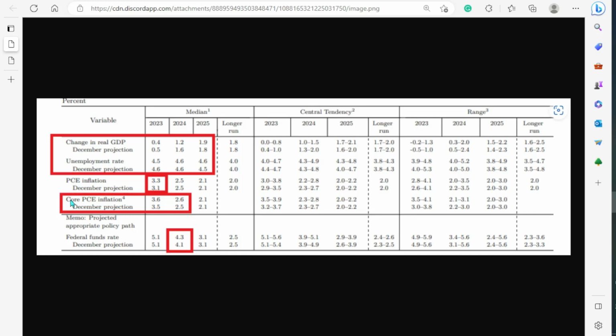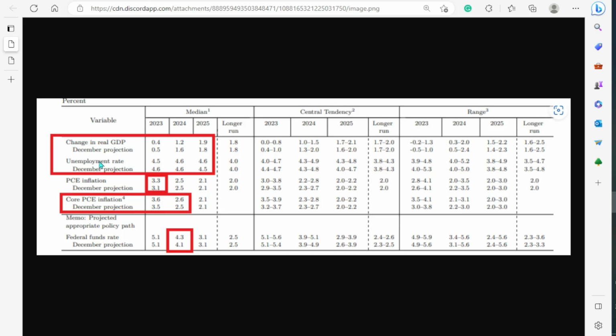Now, if we're looking at core PCE inflation, here's a little bit of bearish news right there. In December, they were expecting this to be 3.5. Now they're expecting it to be 3.6. So a little bit more sticky. 2024, same situation. They were expecting it to be 2.5. Now they're expecting it to be 2.6. 2025, unchanged. What about PCE inflation that's not core? So 2023, 3.3 versus 3.1 in December projection. Now for 2024, unchanged. 2025, unchanged.